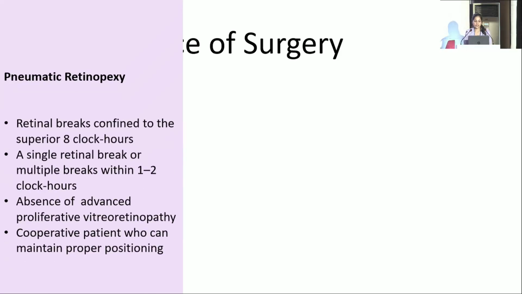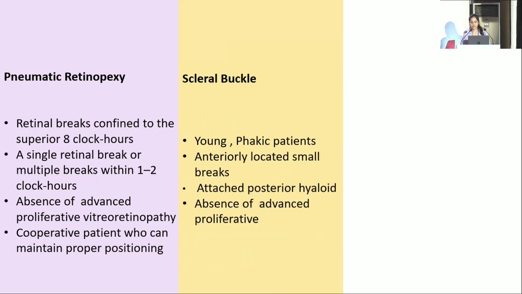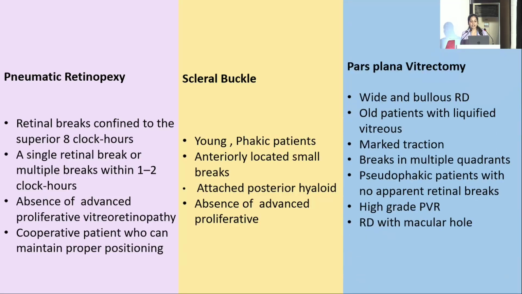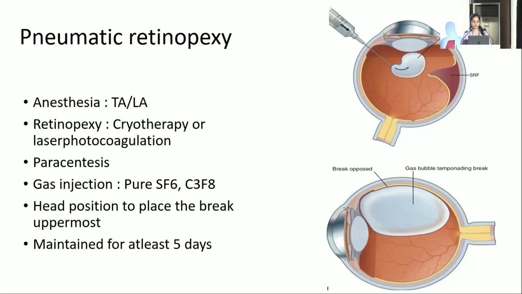Coming to the choice of surgery, in a cooperative patient who has a superiorly located single break and no changes of proliferation, we can go for a pneumatic retinopexy, while a young phakic patient with an anteriorly located break is an ideal candidate for scleral buckle. In a patient with wide bullous RD and marked traction and tears in multiple quadrants, we can go for a pars plana vitrectomy.